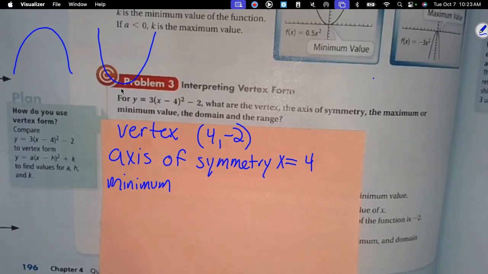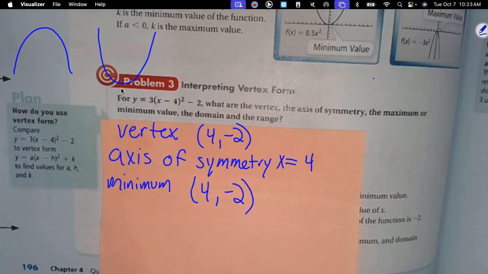Okay. Then, what is the maximum? What is the minimum point? We already said it. What is it? It's the vertex. It's 4, -2. I think I heard people say that. It's 4, -2. That is the minimum value.